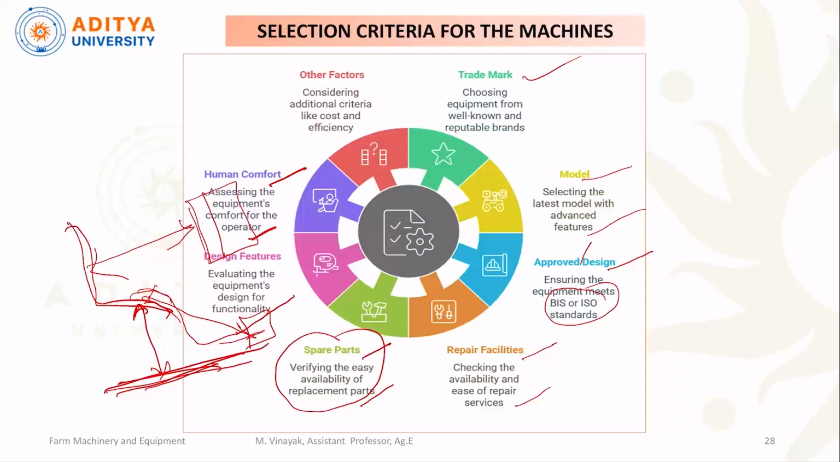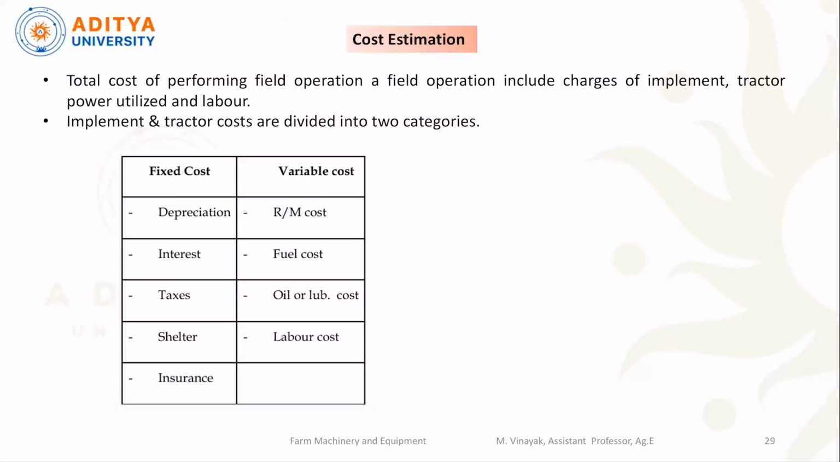Next one is the other factors, considering additional criteria like cost and efficiency. These are some of the other factors we need to consider for the selection criteria for the tractor as well as for farm machines. Next one is the cost of operation. Cost of operation is the total cost of performing the field operation. A field operation includes the charges of implement, tractor, power tiller utilized, and labor cost.